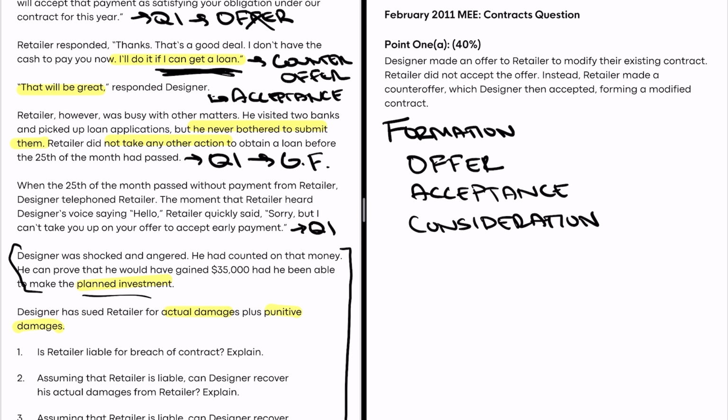Retailer says, thanks, that's a good deal. I don't have the cash to pay you now. I'll do it if I can get a loan. That's a clear, objective manifestation of willingness to enter the agreement. He says, I'll do it if I can get a loan. So that was our offer. Responding, that will be great, right? Where designer responds, that will be great. Clear, objective manifestation of willingness to enter the agreement. That's our offer and acceptance. The larger part of this analysis, to me, when we're thinking about an offer to modify the contract and then the acceptance to modify the contract, the bigger issue was whether there was valid consideration, right?